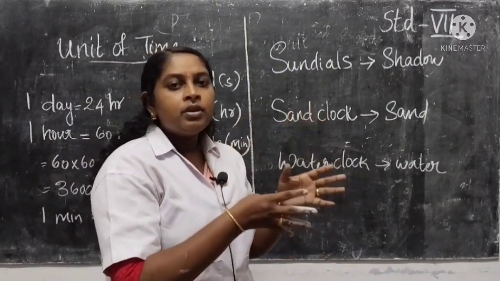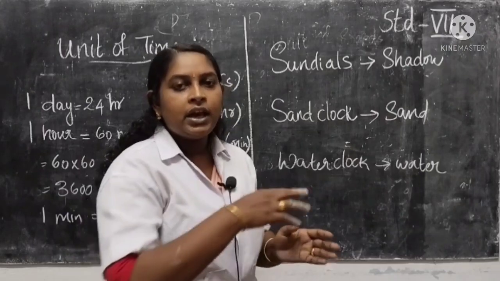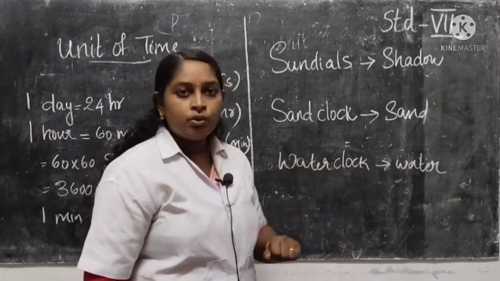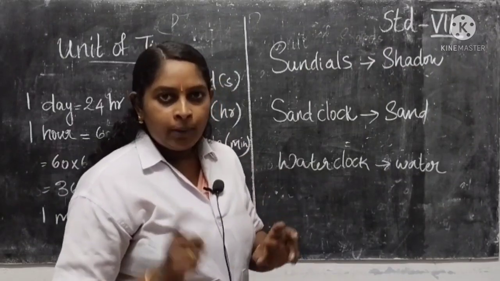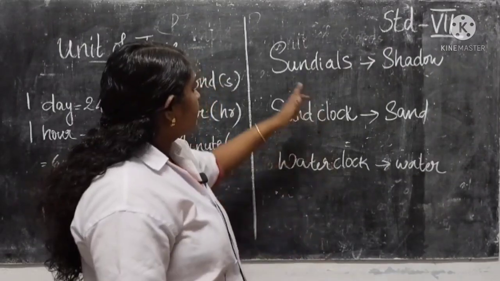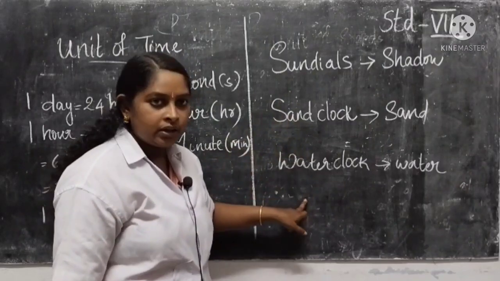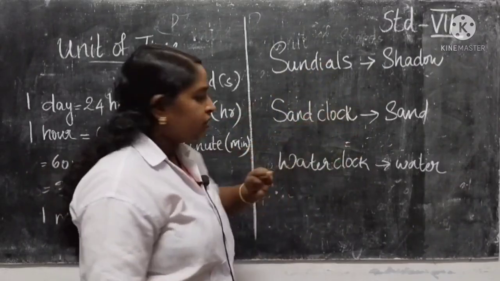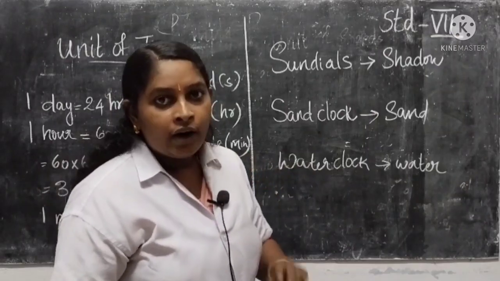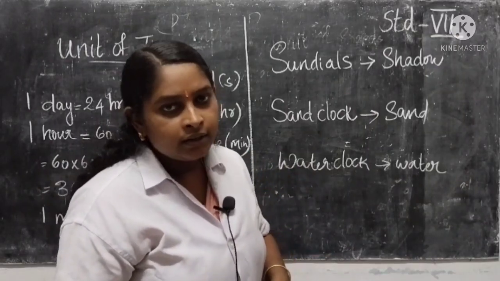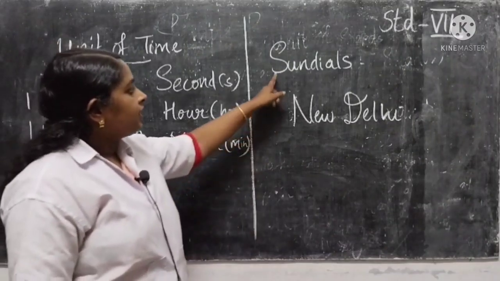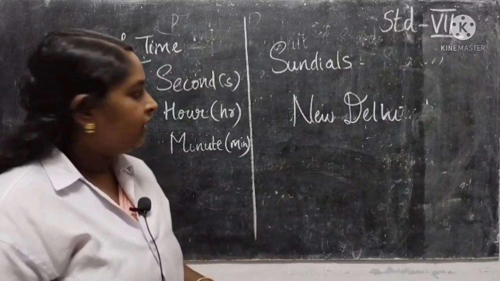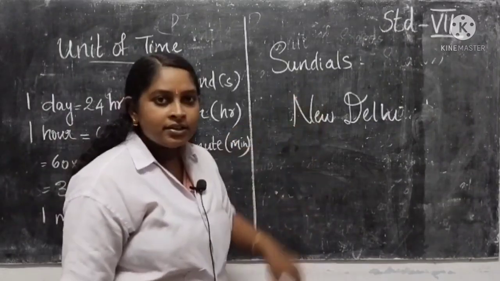That is, water flows from one vessel to another vessel, and that time can be measured using a water clock. So before pendulum clocks we use sundials, sand clock and water clock. Sundials use shadow, sand clock uses sand to measure time, and water clock uses water or any other liquid to measure time. In India, sundials are situated in Jantar Mantar in New Delhi.